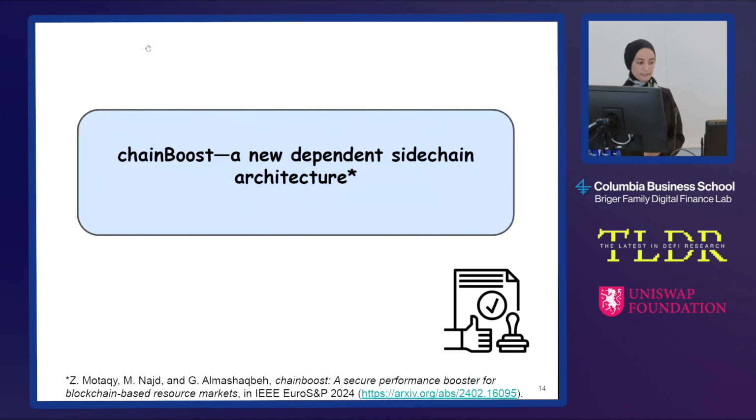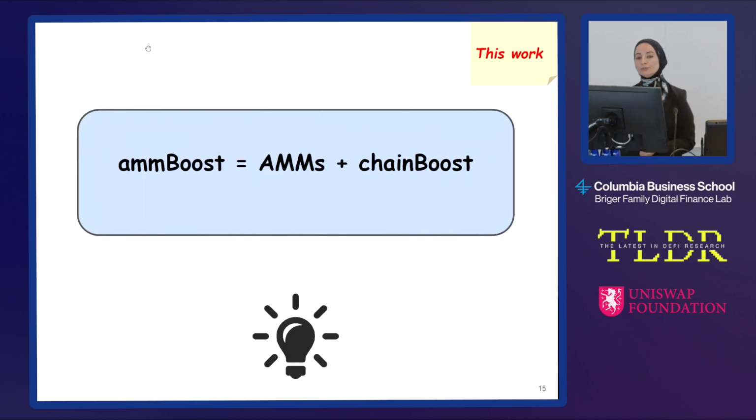Indeed, in a recent work, we built a new sidechain architecture that allowed us to have the two chains depend on each other, share the workload, and even prune the blockchain size. This led us to explore the following direction: how about we combine the ChainBoost architecture, this new sidechain architecture, with AMMs? This produced a new system that we call AMM Boost.